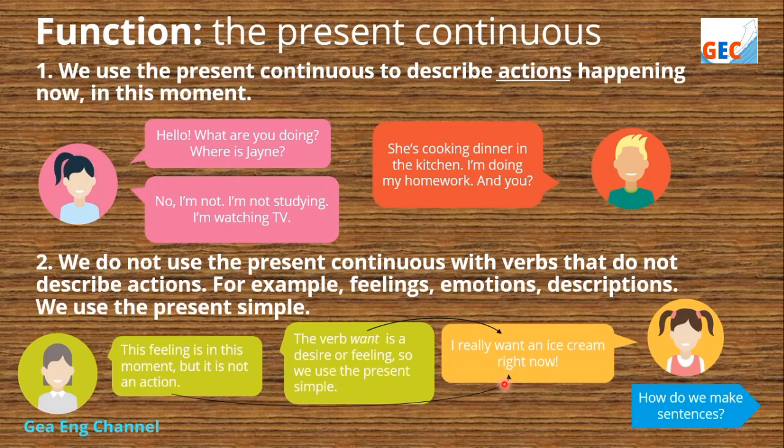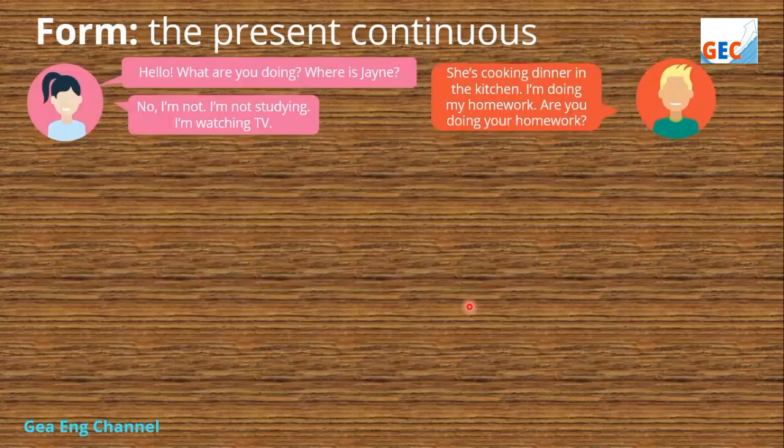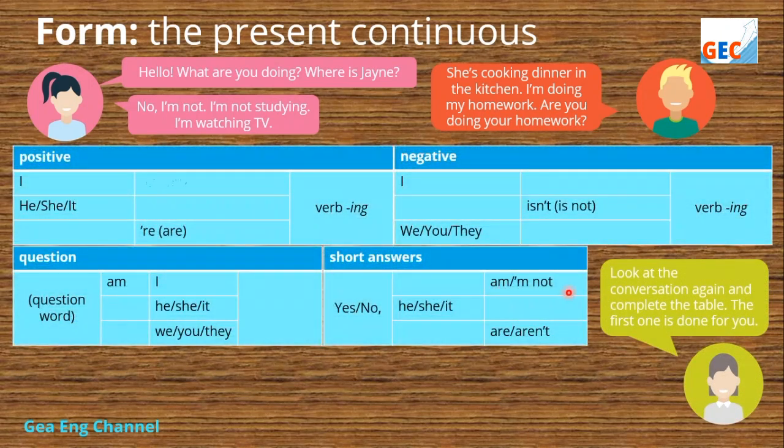Now let's learn how we make sentences using present continuous. From this conversation just now, we can see there is a positive sentence, negative sentence, and also there is question. Now look again at the conversation and complete the table. The first one is done for you. You may pause the video and we'll be back soon.